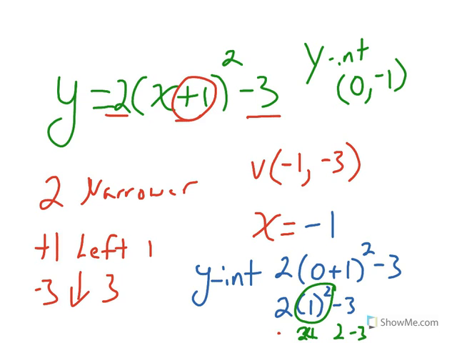Domain is always going to be all real numbers. My range, since it's concaving upward, is just going to be y is greater than or equal to whatever this value is. So depending on what it is.